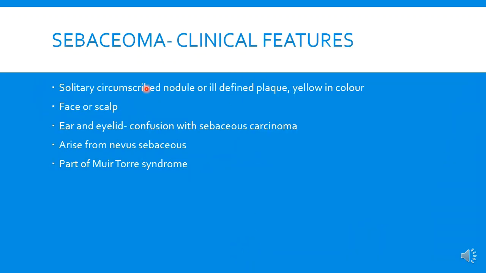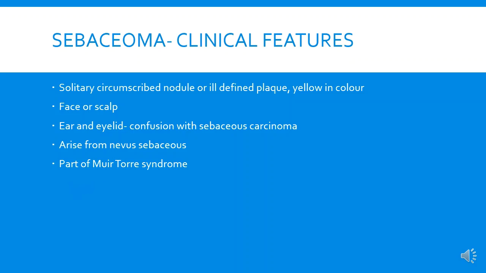Sebaceoma. Sebaceoma usually presents as a solitary circumscribed nodule or ill-defined plaque, yellow in color, and it is usually seen on face or scalp. If it is present in the ear or eyelid, it usually causes confusion with sebaceous carcinoma, because in this type the basaloid cells are more in number. The gradient of differentiation proceeds towards slightly immature cells. And sebaceoma, if you recall from nevus sebaceous, can arise in the third stage of nevus sebaceous. And sebaceomas could also arise as a part of Muir-Torre syndrome.